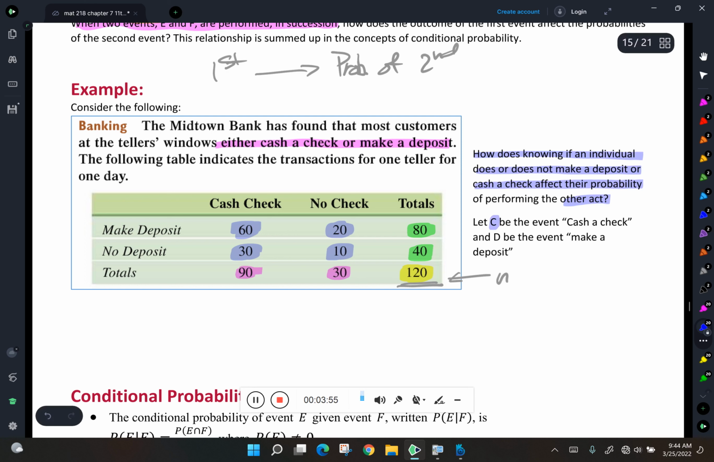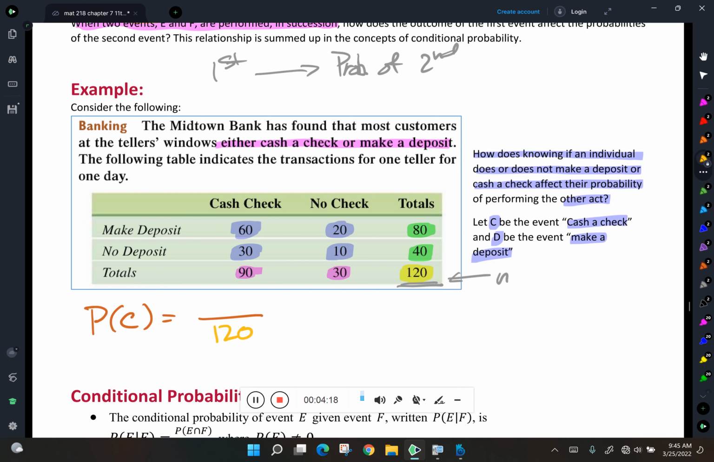If we let C be the event cash check, and we let D be the event make a deposit, I know from basic probability that the probability of C, that is the probability that they cashed a check, is going to be a fraction. My denominator is going to be 120 because there are 120 people who came into the bank, and my numerator is going to be 90 because there are 90 people who cashed a check. Then, of course, I reduce that. It reduces down to 9/12, which goes down to 3/4. So 75% of people who walked into this bank cashed a check. It's the 90 people who cashed a check.